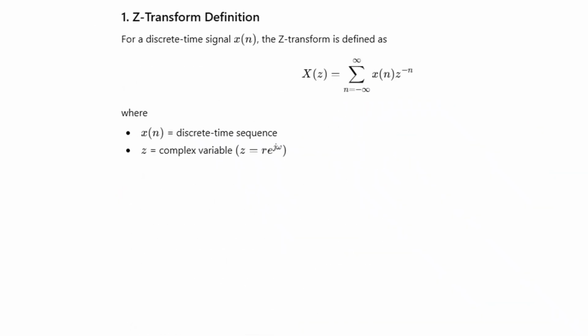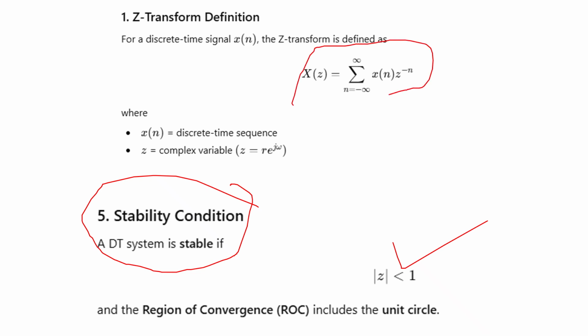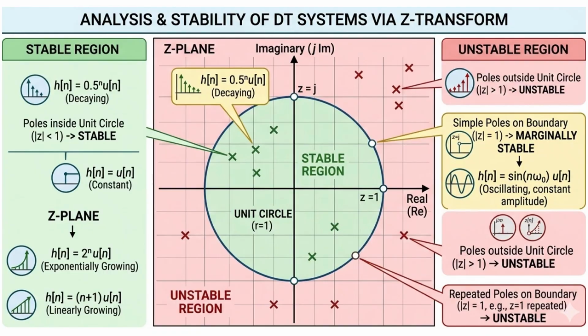Okay, so Z transform definition. Here we are going to talk about stability. A discrete time system will be stable only if the modulus of z is less than 1, otherwise it will not be stable, and that is also called the region of convergence, that is ROC. We have already seen the ROC for the different functions, the different sequences. You can check it.